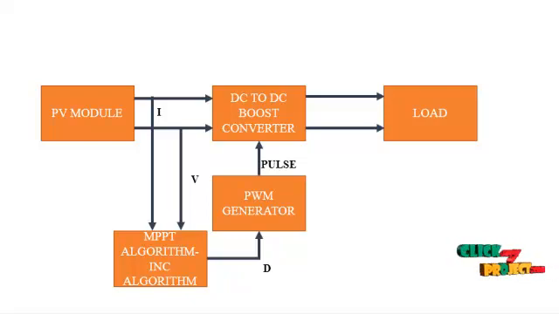Here we use the incremental conductance algorithm. The output of the incremental conductance algorithm gives a duty ratio. That duty ratio is fed into the PWM generator. The PWM generator generates the pulses for the boost converter switches. Then the DC to DC boost converter boosts the input range to the output, and that output is fed into the load. Here the load can be resistive, inductive or capacitive.